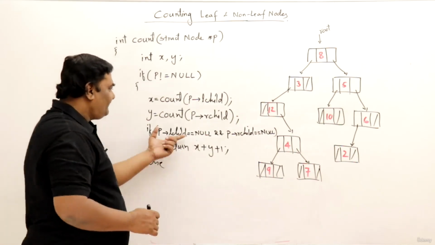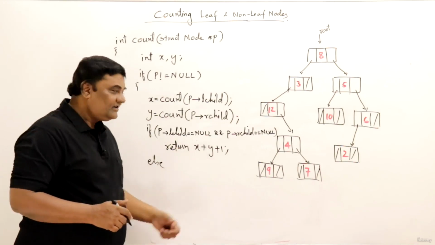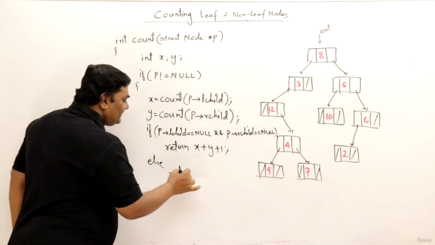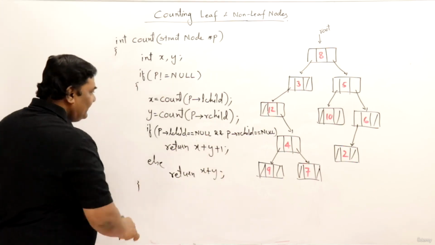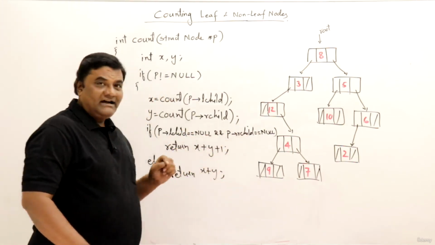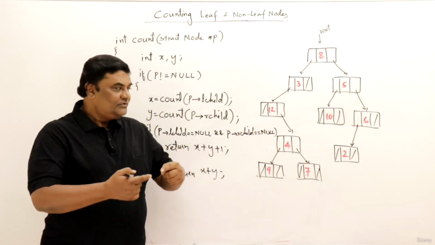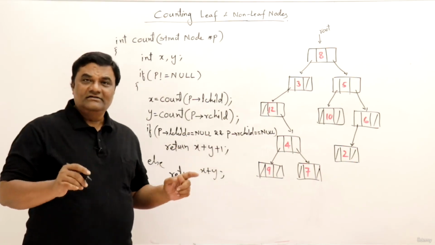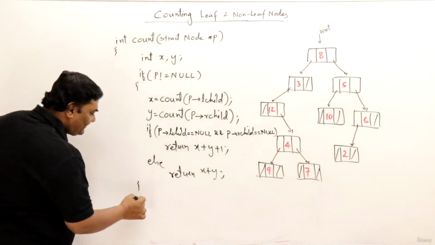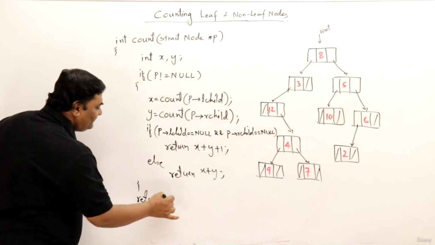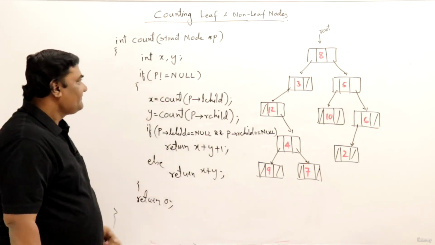Otherwise, means if any one of the conditions fails, then it will not enter here. Then what should I return? I should return x plus y. That's all. See, if these are true, then add 1. Otherwise, don't add 1. So it will add 1 only for those nodes whose both left and right child are null. So this will be counting leaf nodes. And if a node is null, return 0. This is already there, we have already seen it.